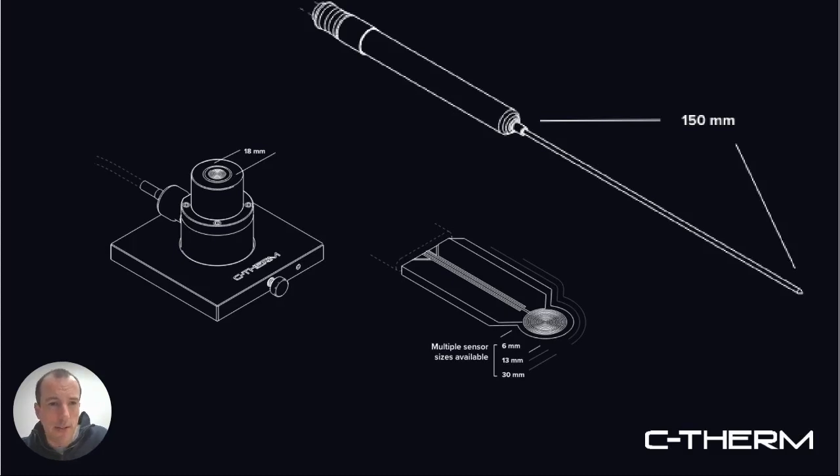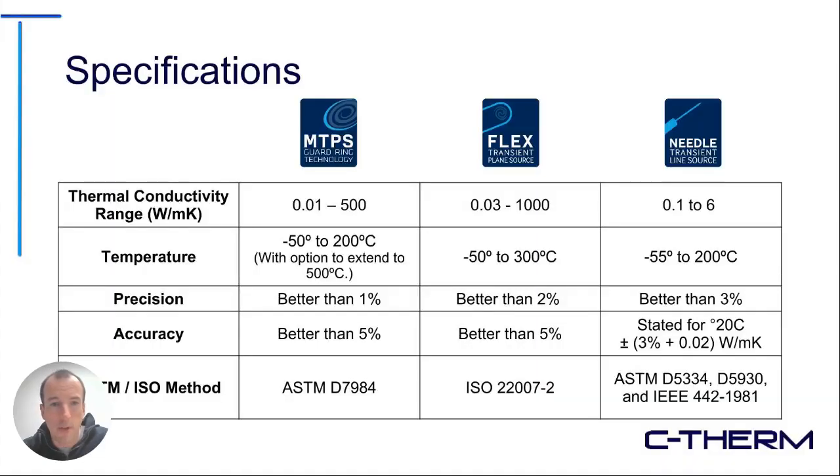So these are the different sizes of the sensor. You see the MTPS, the TPS, and the TLS. The TLS is the longest. It's 150 millimeters. The TPS is available in some different size formats. And the MTPS is, as I mentioned, 18 millimeters in diameter.